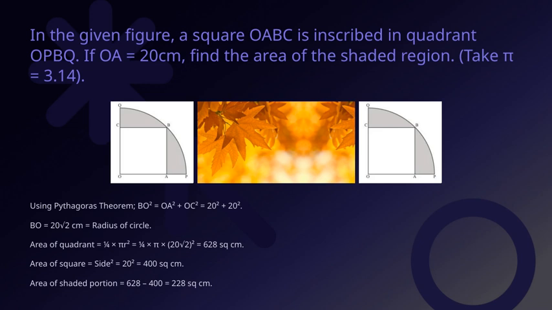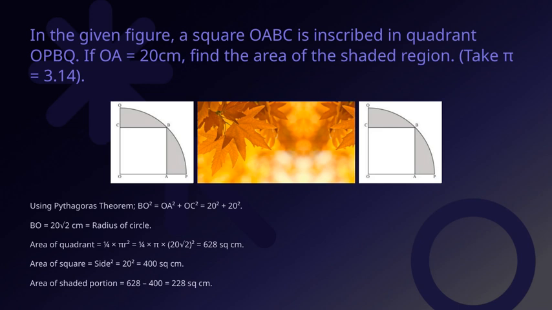Using the Pythagorean theorem, we can find the length of the diagonal OB, which will turn out to be the radius of the circle. Applying Pythagoras, BO squared equals OA squared plus OC squared. Since OA and OC are both 20 centimeters, BO squared equals 20 squared plus 20 squared, which is 400 plus 400, giving us 800. Taking the square root, BO equals 20 times the square root of 2 centimeters, which simplifies to approximately 20 times 1.414, or roughly 28.28 centimeters. This BO length is actually the radius of our circle.